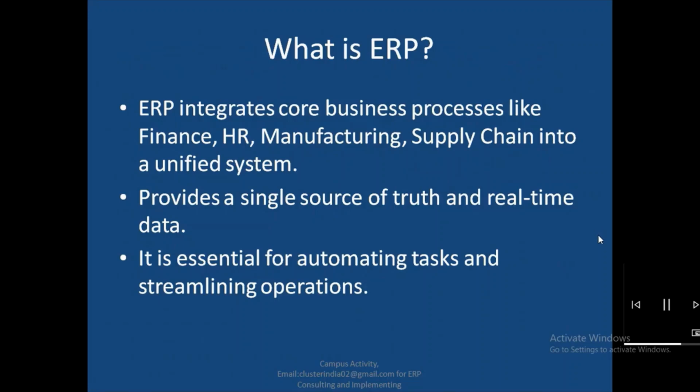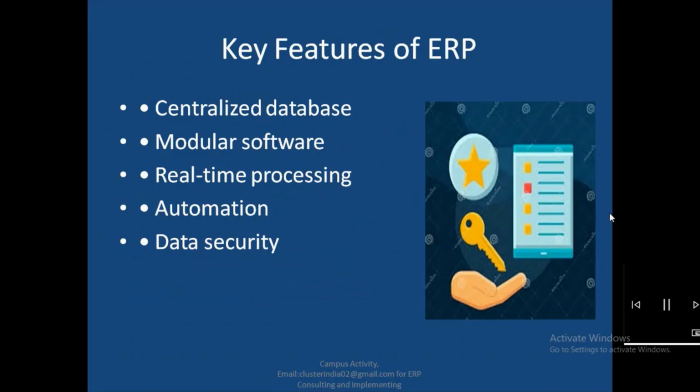Next, what is ERP, Enterprise Resource Planning? ERP is a software system that integrates core business processes such as finance, HR, manufacturing, supply chain, and procurement into a single unified platform. It provides a single source of truth by centralizing data, which reduces errors, automates routine tasks, and enhances operational efficiency across departments. It provides real-time, accurate, and consistent data across departments. It is essential for automating tasks and streamlining operations.